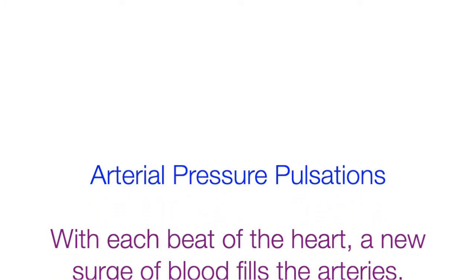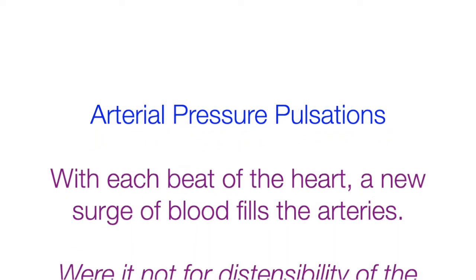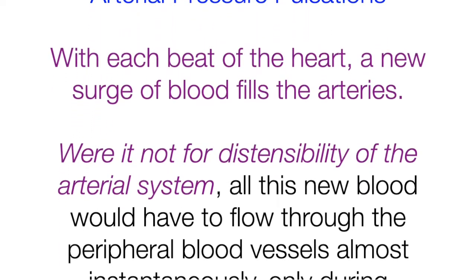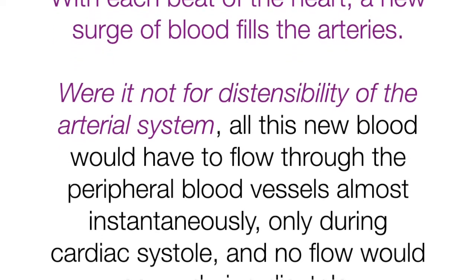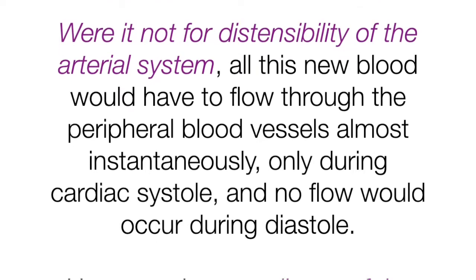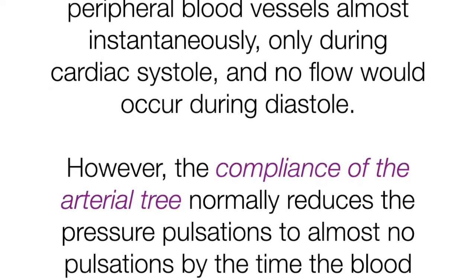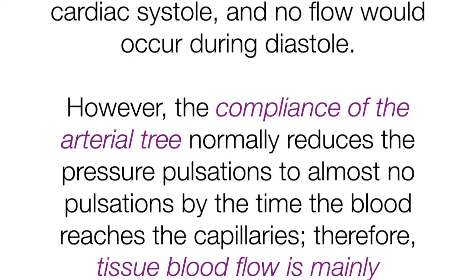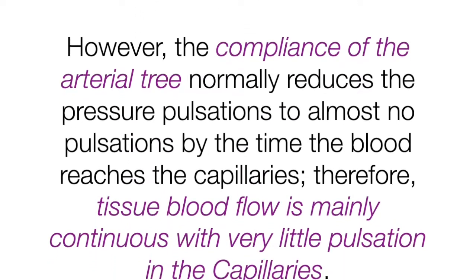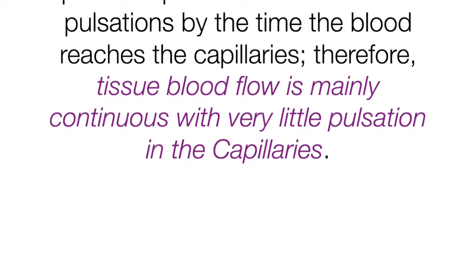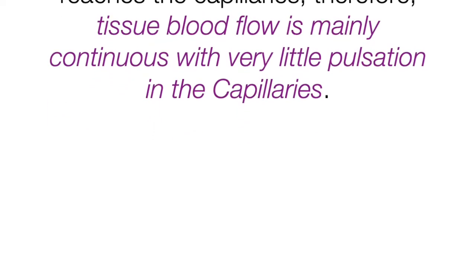Arterial pressure pulsations. With each beat of the heart, a new surge of blood fills the arteries. Were it not for the distensibility of the arterial system, all this new blood would have to flow through the peripheral blood vessels almost instantaneously only during cardiac systole, and no flow would occur during diastole. However, the compliance of the arterial tree normally reduces the pressure pulsations to almost no pulsations by the time the blood reaches the capillaries. Therefore, tissue blood flow is mainly continuous with very little pulsation in the capillaries.